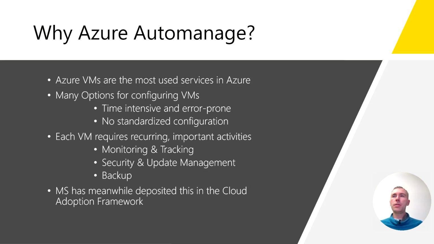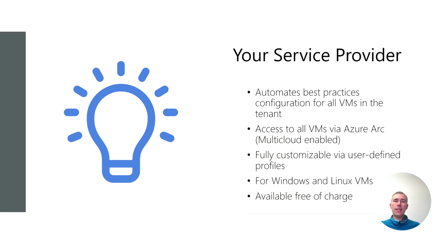And this is why Azure Automanage comes into play, because Azure Automanage is a bridge to bring your VMs into a good overview and brings best practices to your VMs. You can use Azure Automanage on VMs in Azure and also, via Azure Arc, on VMs outside of Azure, like in your on-prem environment or at other cloud providers like AWS or GCP. This is really cool, and I think it is a good way to start with Azure Automanage and to look at what the service brings. It automates the best practice configuration for all of your VMs.